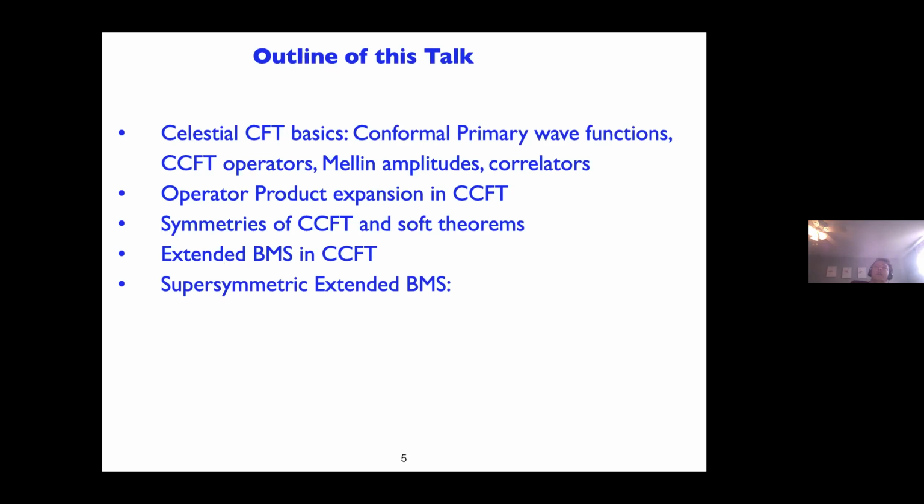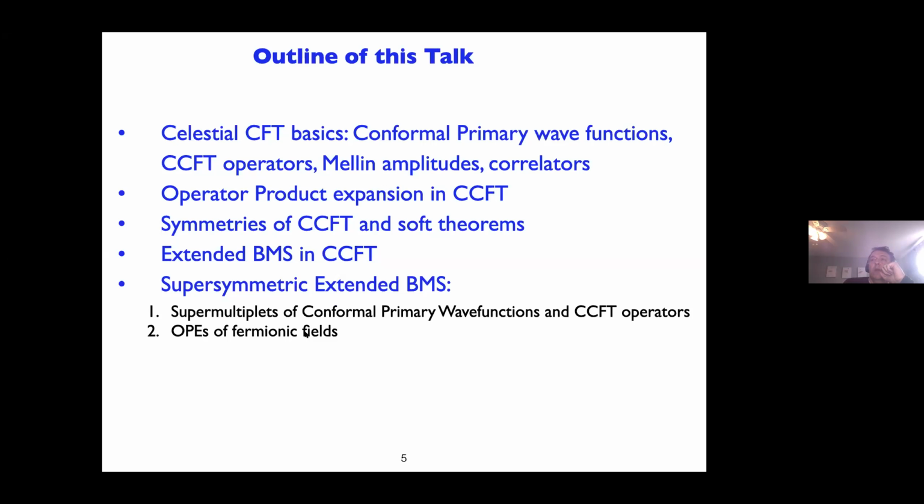The last part of my talk will be a supersymmetric extension of the previous ideas. It will go a bit faster, in the sense that once we understand these things, it is technical, but a bit more straightforward, to find the supermatrix of conformal primary wave functions and the relation to celestial CFT operators. We will be discussing OPEs of fermionic fields, fermionic soft theorems, and eventually we will try to take OPEs of super-BMS fields and extract from those the super-BMS algebra.